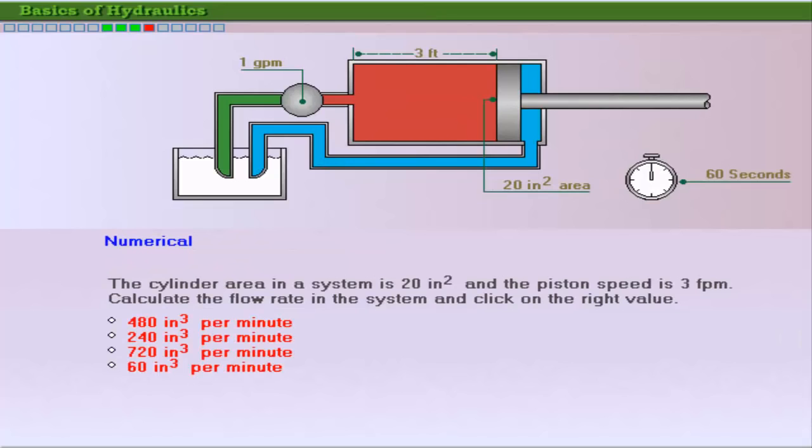Calculate the flow provided by the pump in this system. The cylinder area is 20 square inches, and the piston speed is 3 feet per minute.